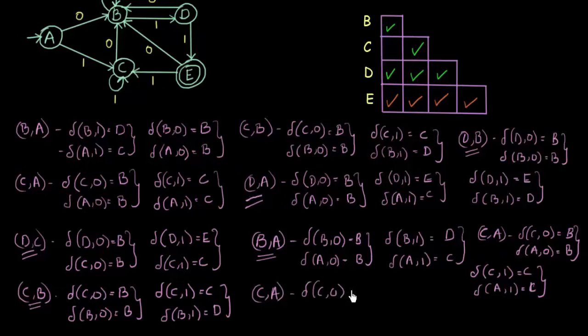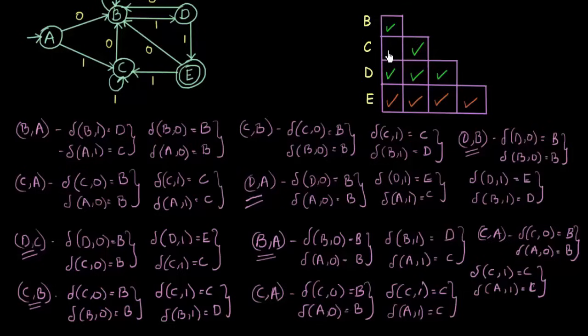C on getting input 0, where does it go? It goes to B. And A on getting input 0, where does it go? It goes to B. And BB is not a pair in our table, so no need to do anything. Now let's check for input 1. C on getting input 1, where does it go? It goes to C itself. And A on getting input 1 also goes to C. And we get this pair CC, which is not there in the table, so no need to do anything.